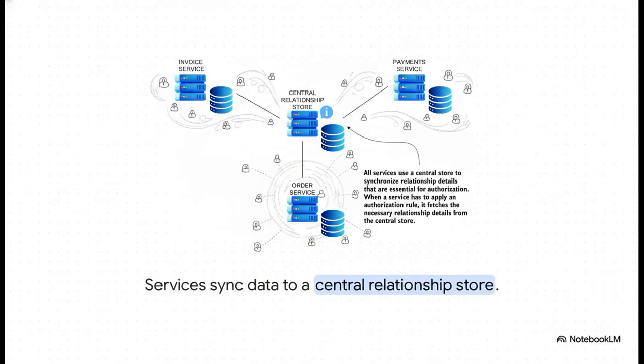Implementing ReBAC in a microservices architecture is particularly challenging. Because no single microservice knows the whole user relationship graph, architectures often require a central relationship store to maintain the bigger picture, similar to how Google built their famous Zanzibar system. Individual services like invoice, order, and payments can no longer make decisions in isolation. Instead, they have to continuously sync their local relationship data to this one central brain.